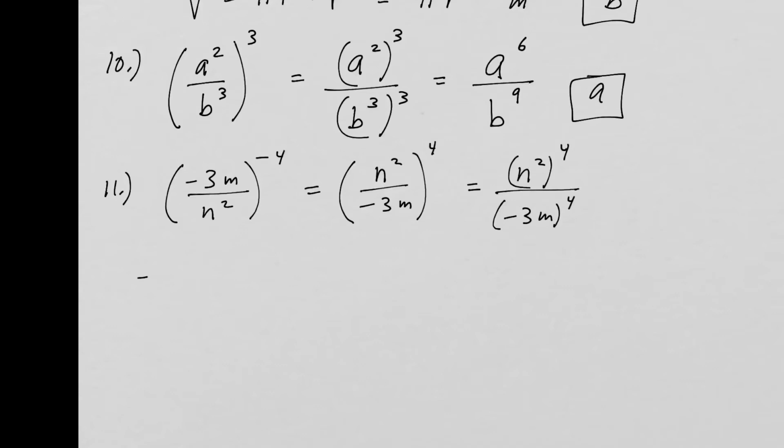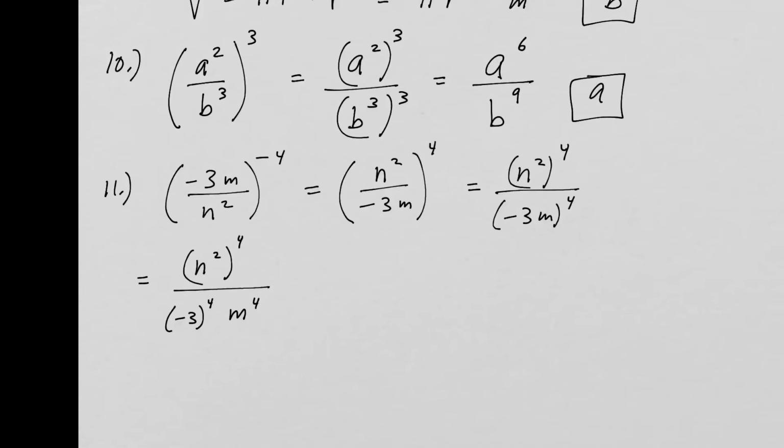Now, in that denominator, let me write the numerator over again. I have n squared to the 4th. In the denominator, I have a product raised to the 4th power. So that means each term can be raised to the 4th power. If I split that up, negative 3 should be raised to the 4th power, and then m should be raised to the 4th power.